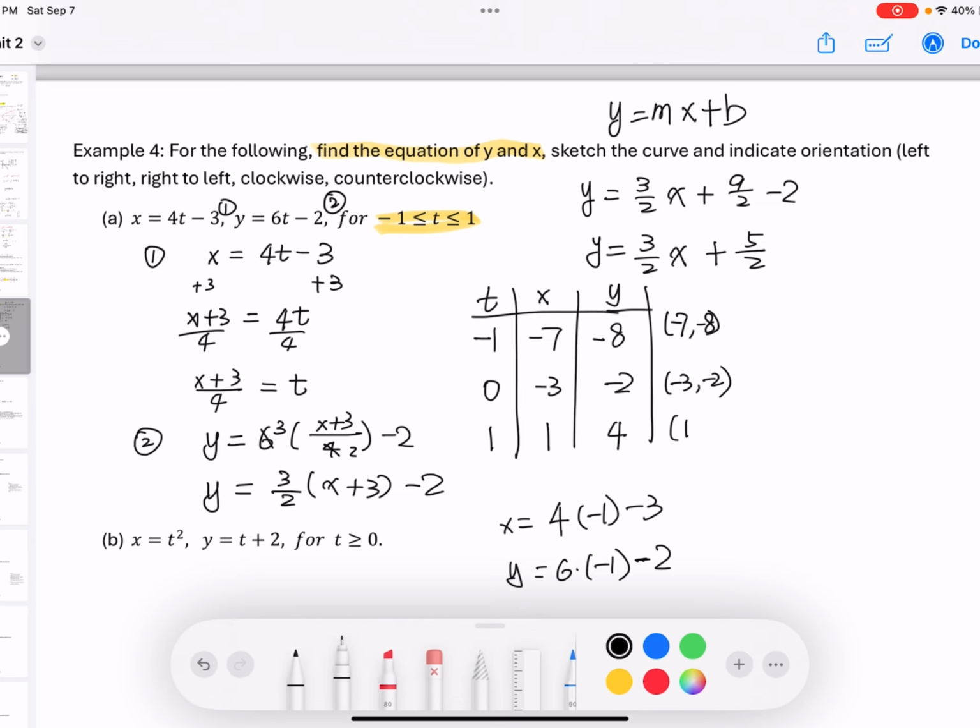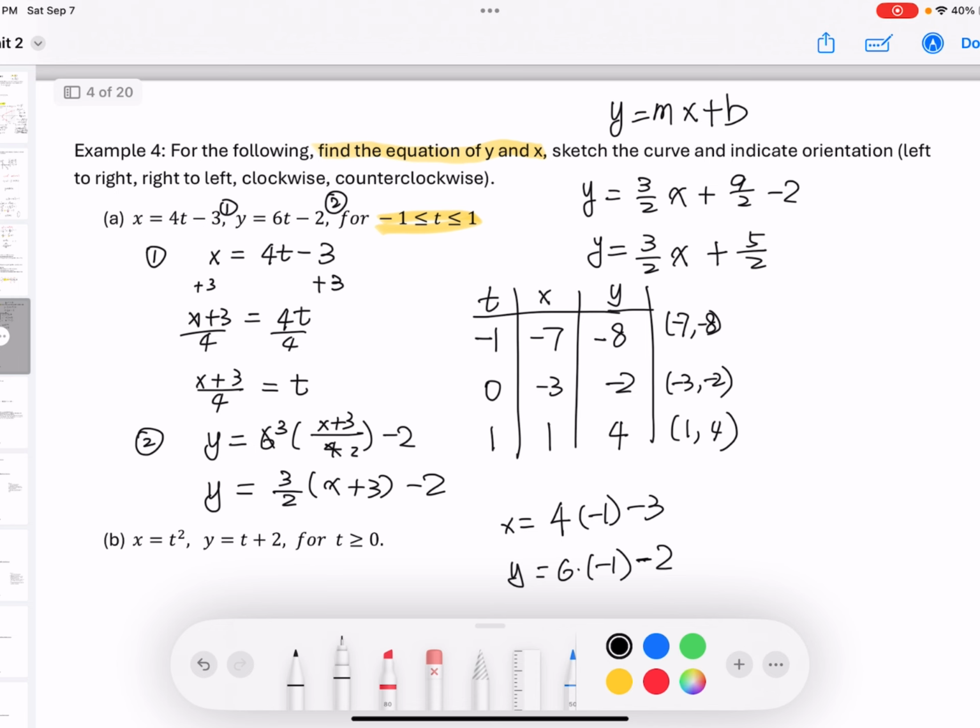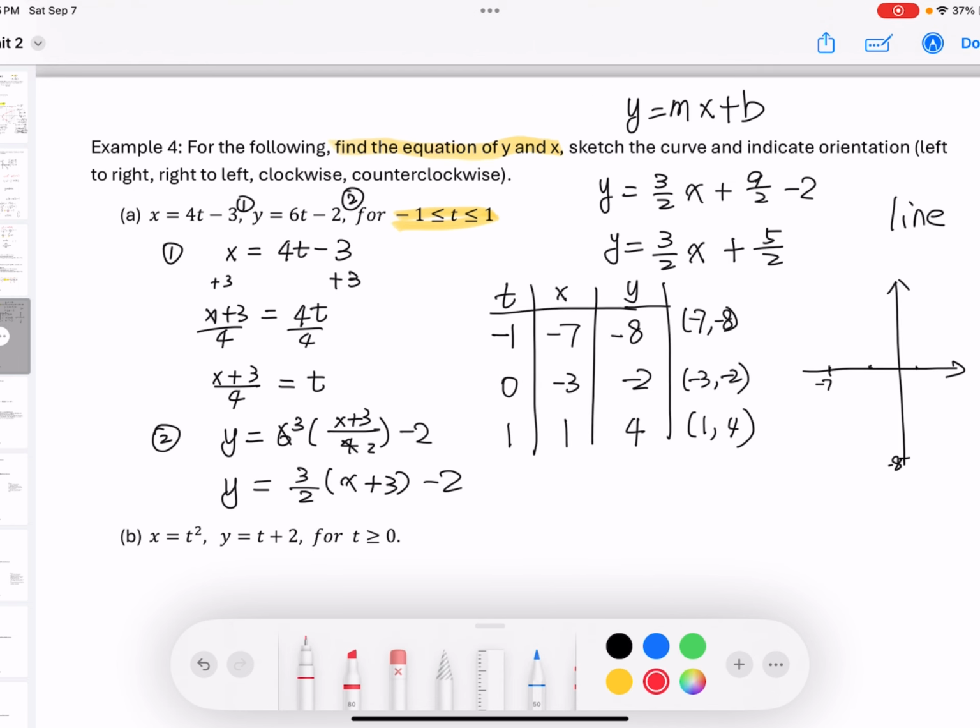Actually, this is a linear line. We found it from the equation. We don't have to find too many points. Two are enough. Two points can decide a line. And in this question, we got 3 points. And which point is our initial point? It is -7, -8. So this is my first point.